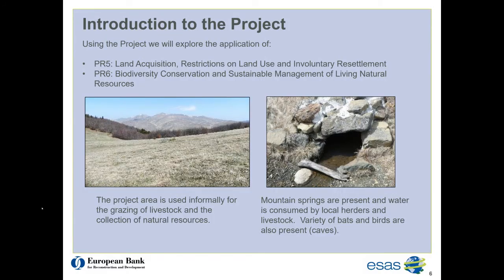So in relation to the project, we will now explore the application of PR5 and PR8. If we look at the photos on the slide, we can see on the left that the project area is used informally for the grazing of livestock and the collection of natural resources. And on the right is an example of a mountain spring. There are many mountain springs present across the project area, which are used by local herders for their livestock. There's also a variety of bats and birds present in some caves, and we'll come on to that in a minute.